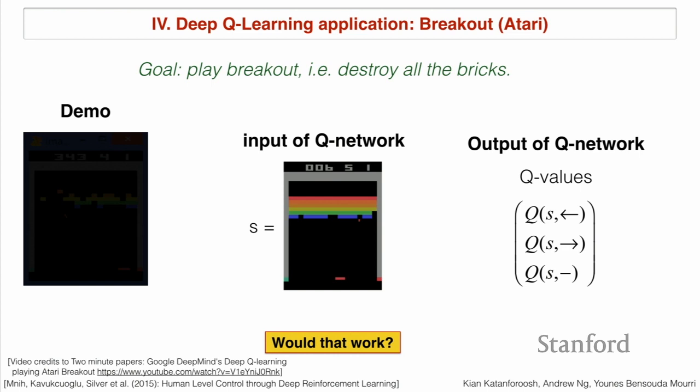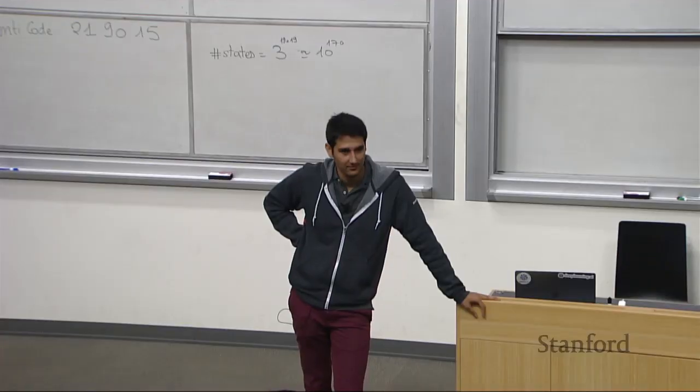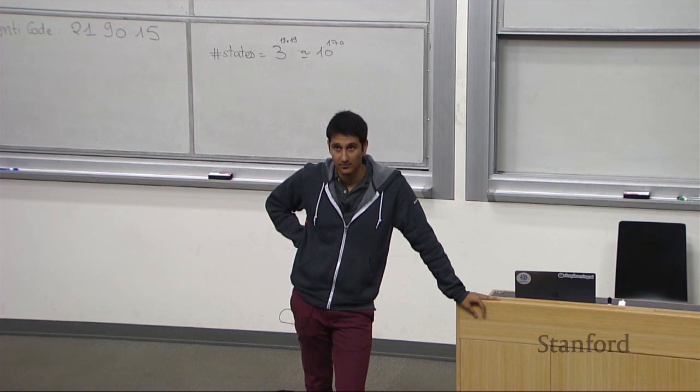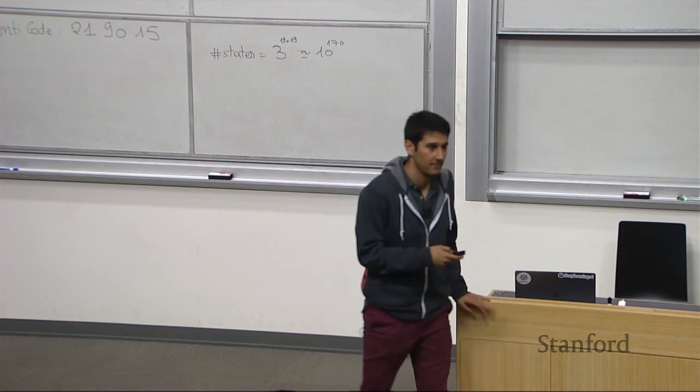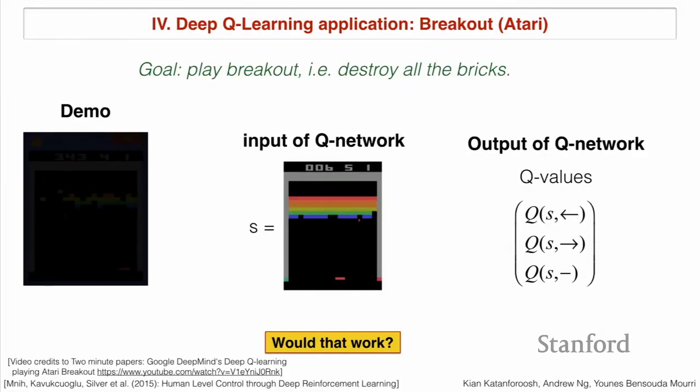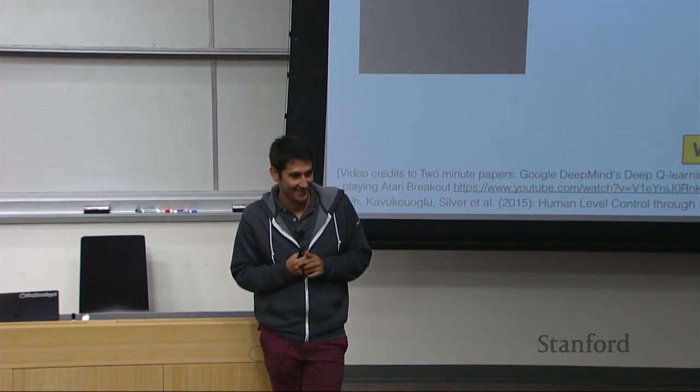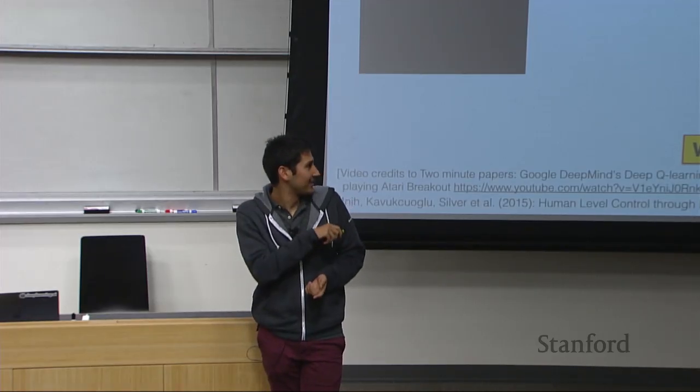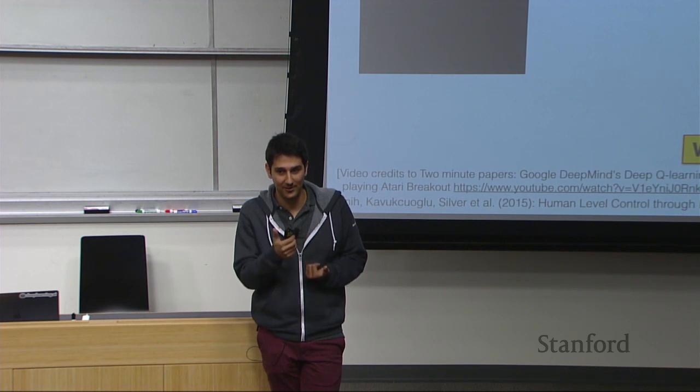Can someone think of something going wrong here? Looking at the inputs. Okay, I'm going to help you. If I give you, yeah, you want to try? It's hard to know whether the ball is going up or down. Oh yeah, good point. Based on this image, you cannot know if the ball is going up or down.